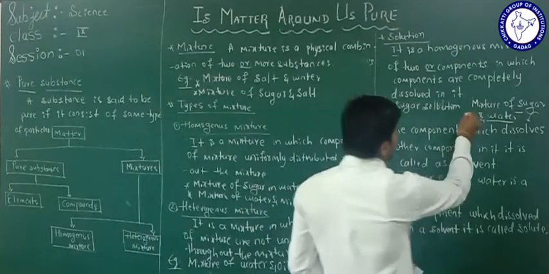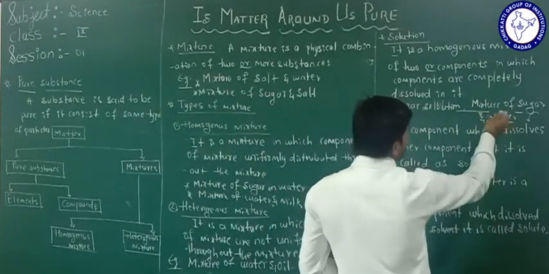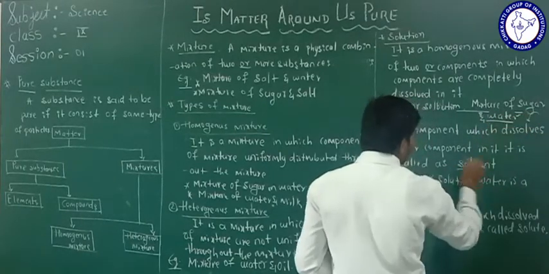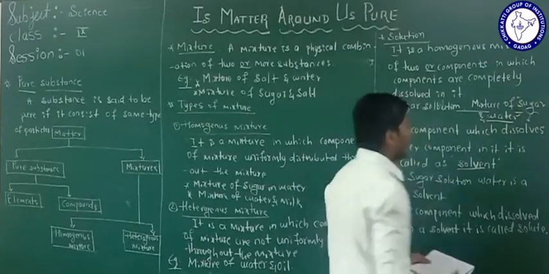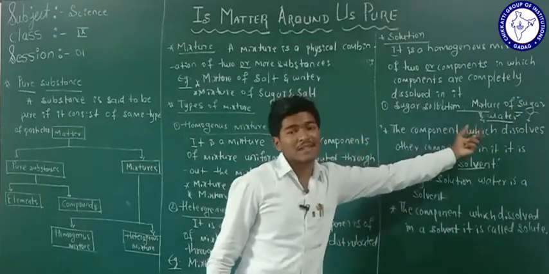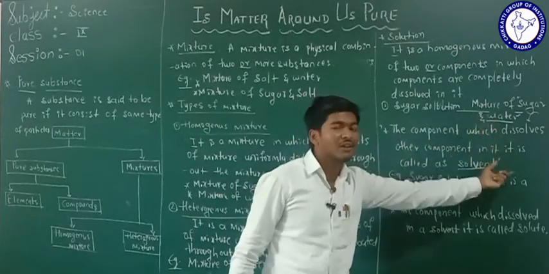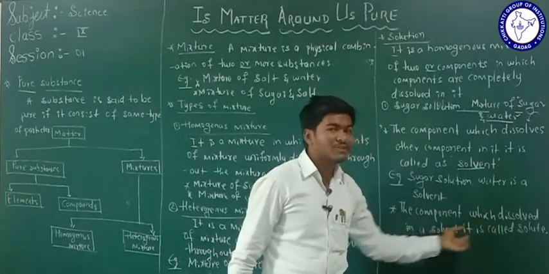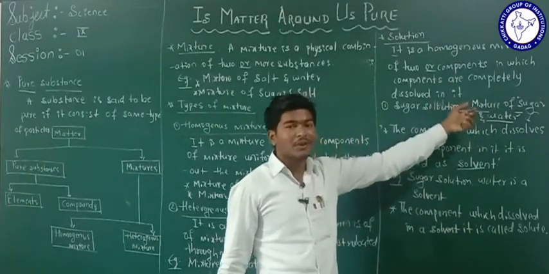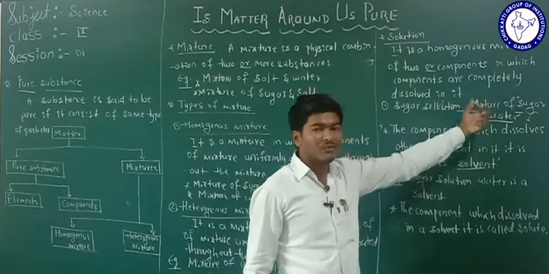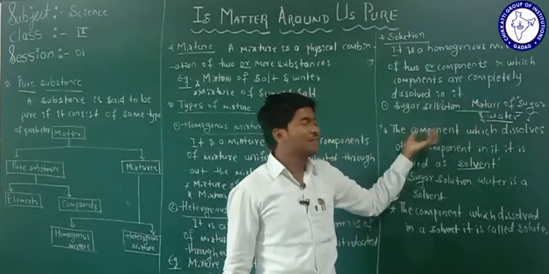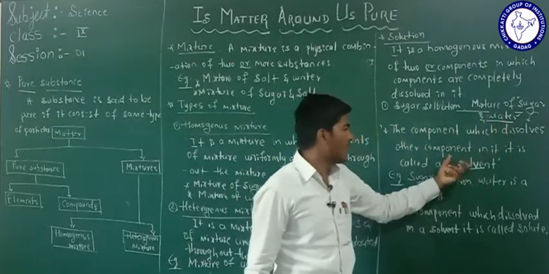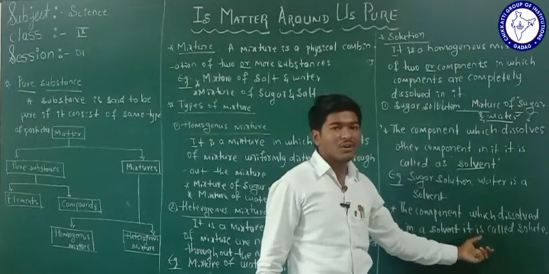For example, I am taking here the sugar solution. In a sugar solution, a mixture of sugar and water, water is the solvent and sugar is the solute, because sugar dissolves in the water. Why? Because the water dissolves the sugar in it, therefore water is called the solvent and sugar is called the solute.